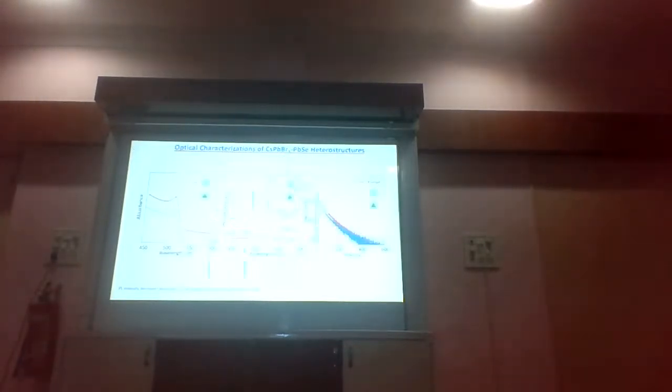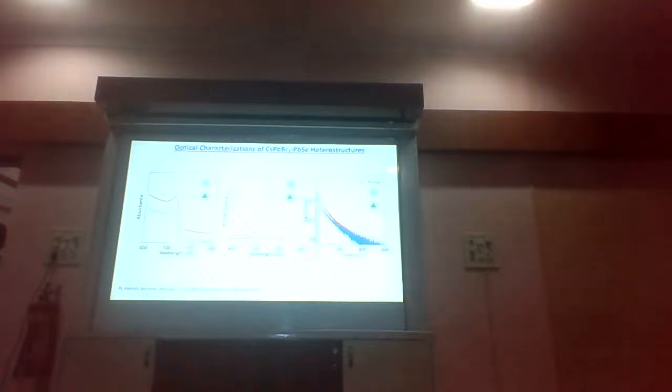The optical spectra, though, the absorption spectra for both CsPbBr3 and the heterostructure are almost the same, but the PL intensity is quenched drastically for the heterostructure. That indicates some charge transfer process. Maybe because of the charge transfer process, the PL intensity is decreasing. From the PL lifetime, we also observe that in the initial time scale, the decay time is less for the heterostructure.